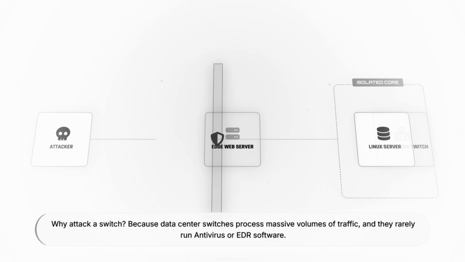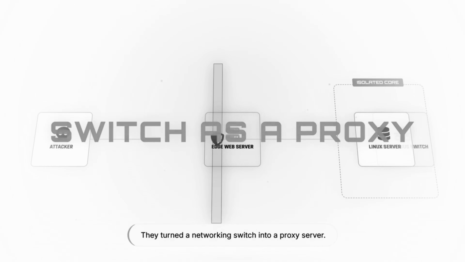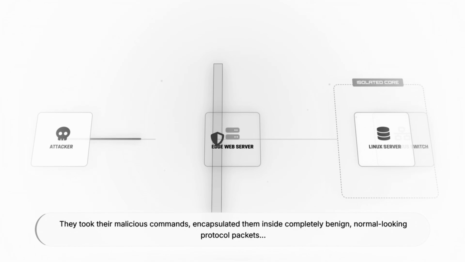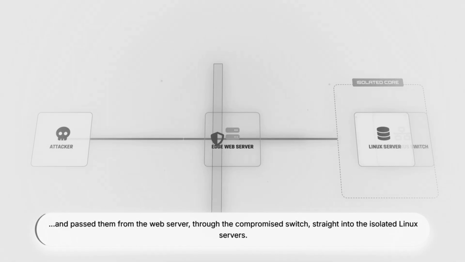They turned a networking switch into a proxy server. They took their malicious commands, encapsulated them inside completely benign, normal looking protocol packets, and passed them from the web server through the compromised switch straight into the isolated Linux servers. They built an invisible tunnel underneath a $10 million firewall. This is why I love studying advanced persistent threats. It pushes us to be better.